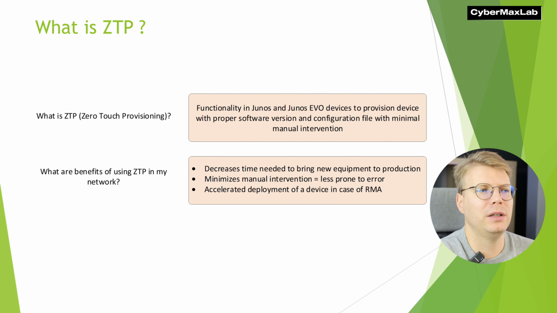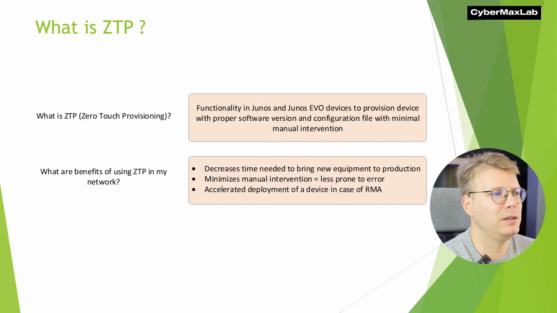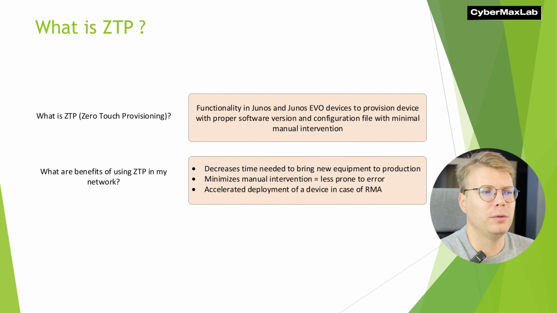Zero-touch provisioning is functionality in Junos and Junos EVO devices, which helps you provision the software version and the configuration file on the device with the minimum manual intervention, ideally zero intervention. What are the benefits for you in your network? First of all, it decreases time needed to bring new equipment to production. So it again helps you upgrade and install the configuration quicker. It minimizes manual intervention, less possibility of an error. And finally, it accelerates deployment of a device in case you have or need an RMA.